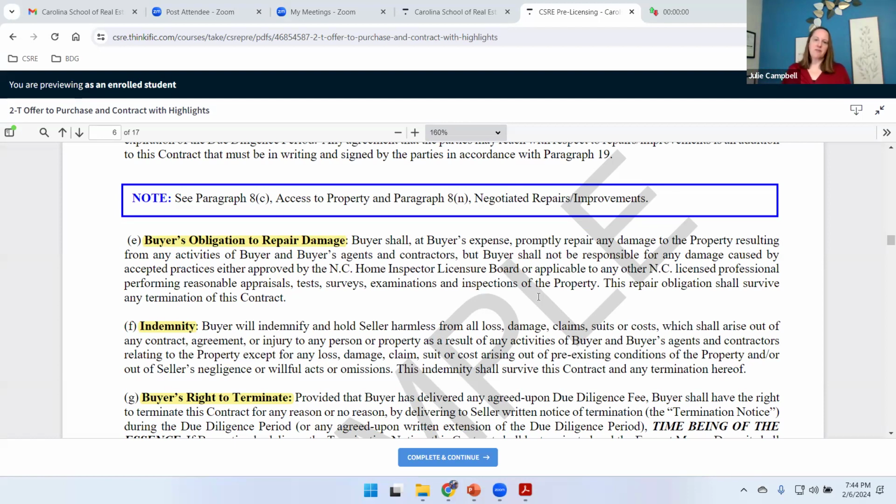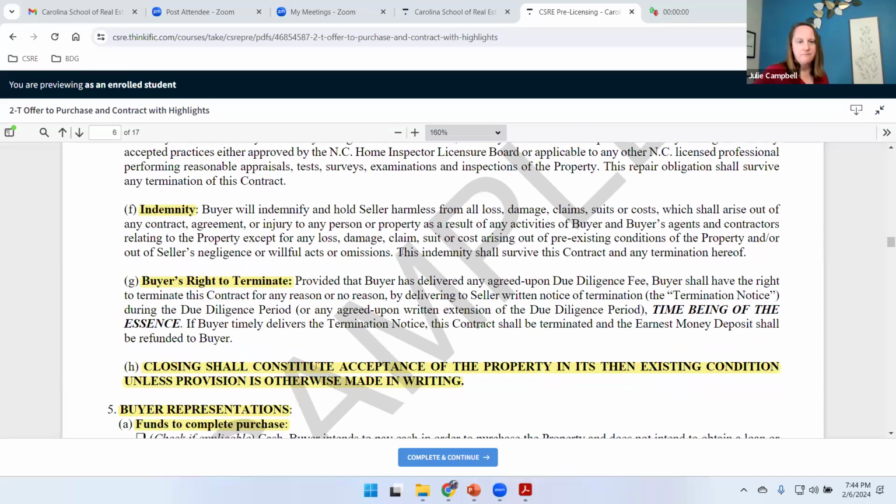Indemnify, buyer's going to indemnify and hold the seller harmless from other loss, damages, claims, etc. Basically what that paragraph is saying is that, anything else that you can think of, you may not be able to sue, you may not be able to go after. So we're going to hold the seller harmless unless it's covered here in the contract. We're going to indemnify and hold them harmless.